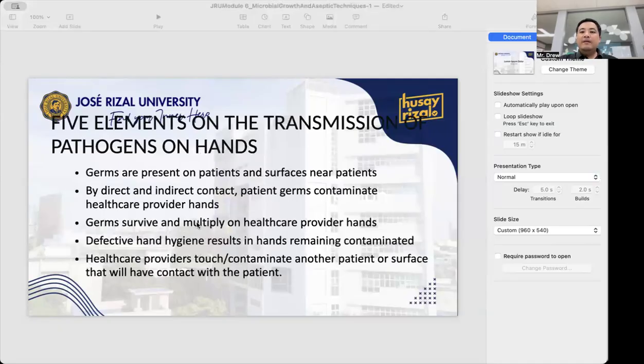So, five elements of pathogen transmission. How do germs spread in hospital? One, germs are present on patients and surfaces. Second, hands touch infected patients or objects. Third, germs survive and multiply on hands. Fourth, poor hand hygiene means germs remain on hands. Contaminated hands spread germs to new patients. So hand hygiene breaks this cycle.